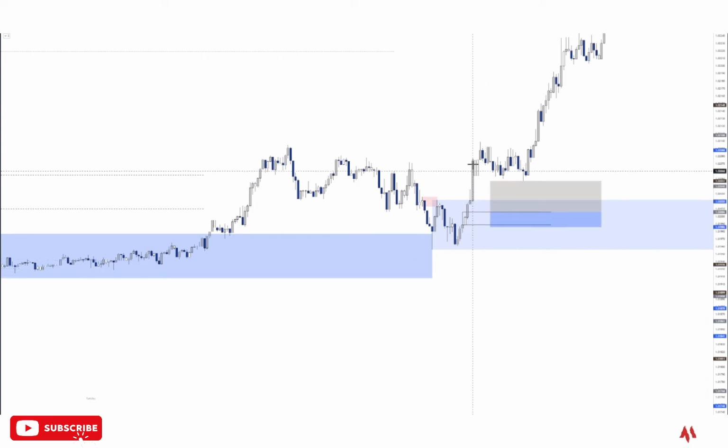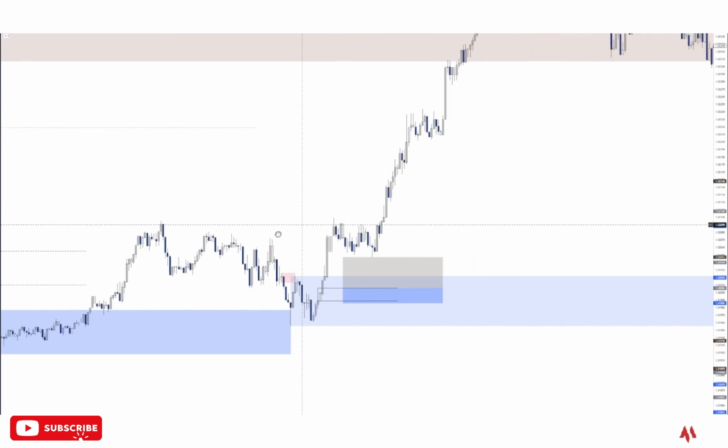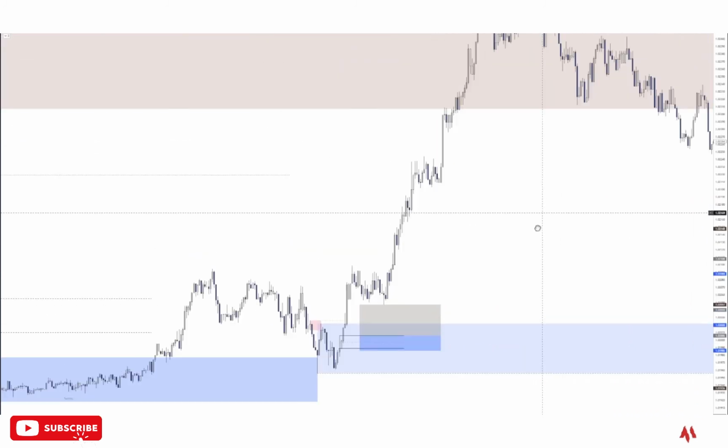But price ended up going up without tagging us in. This also rounds up Tuesday price action for me.